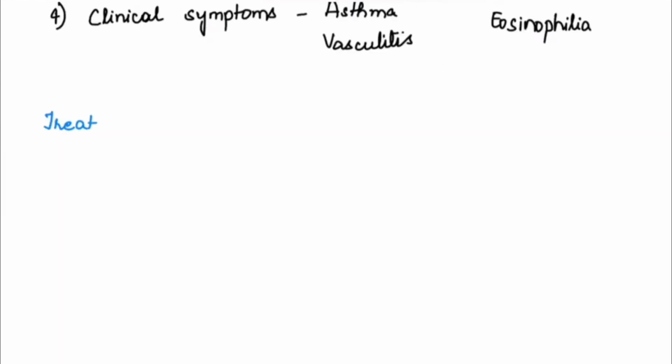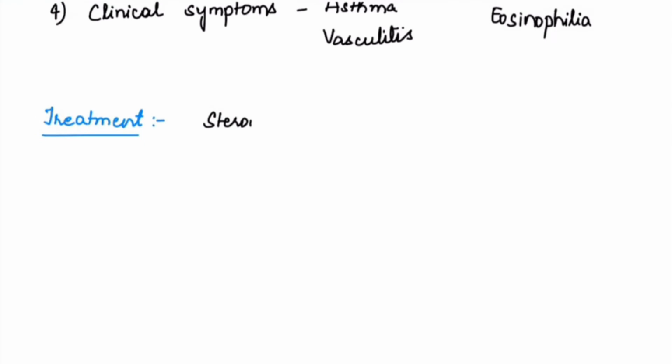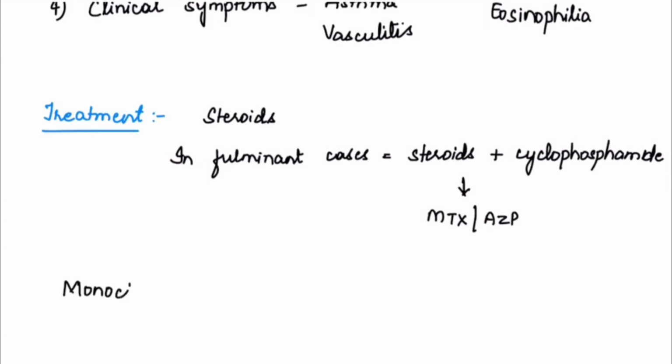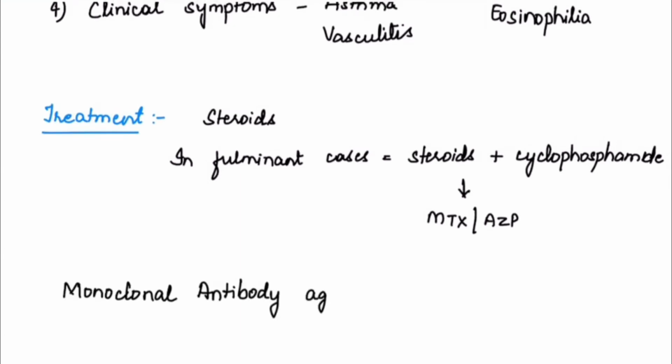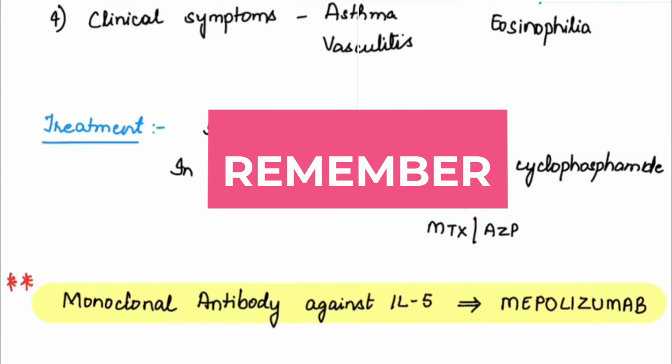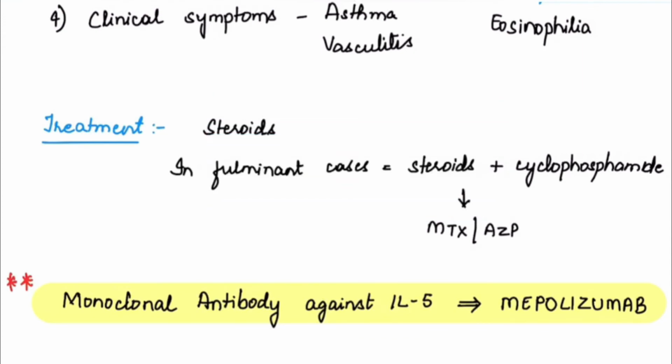Now, coming to the treatment, steroids are the mainstay of treatment, but in fulminant cases, a combination of steroids with cyclophosphamide is used, followed by maintenance with methotrexate or azathioprine. Now, a monoclonal antibody against interleukin 5, which is released from the eosinophils, known as mepolizumab, is used in the treatment of Churg-Strauss syndrome. So, remember a newer drug, mepolizumab, which is a monoclonal antibody against interleukin 5, is used in the treatment of Churg-Strauss syndrome.